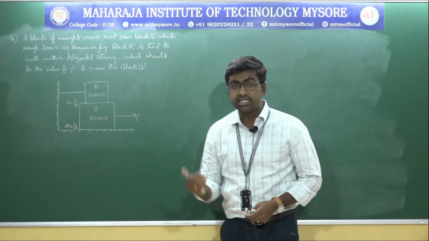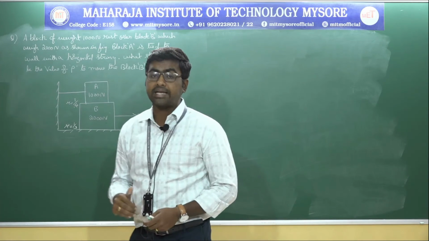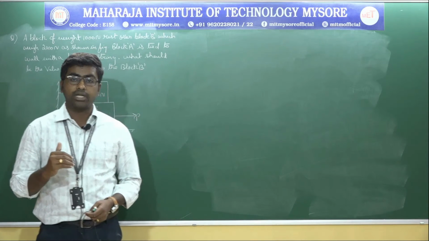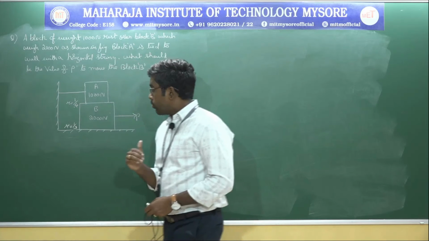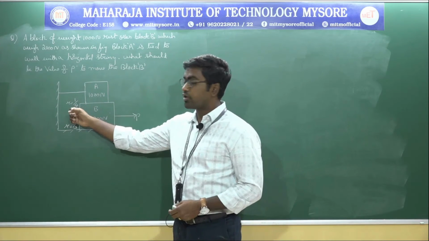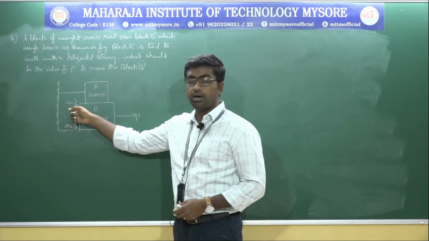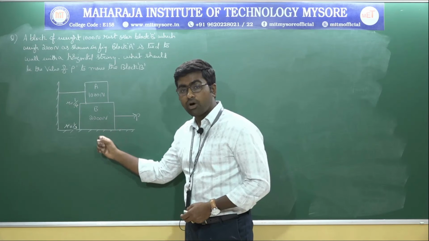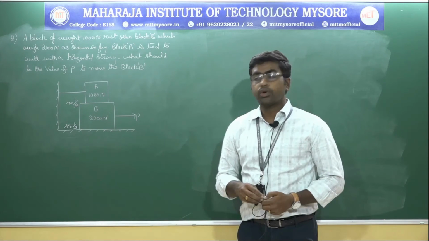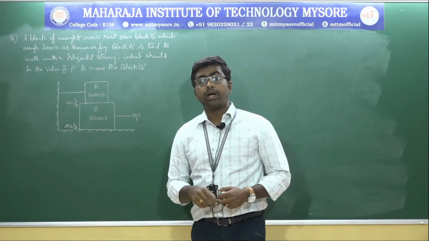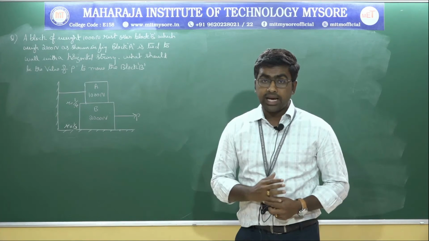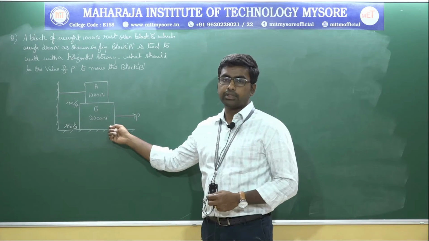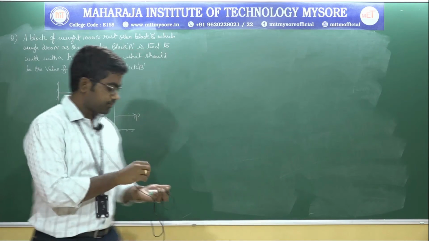So depending upon this impending motion, I need to decide the direction of the friction, and always the direction of the friction will be opposite to the impending motion. And one more point here, the coefficient of friction between these two surfaces is 1/4, and the coefficient of friction between block B and the horizontal floor is 1/3. So now there are two blocks, so I need to draw two free body diagrams. One free body diagram for block A and another free body diagram for block B, right?